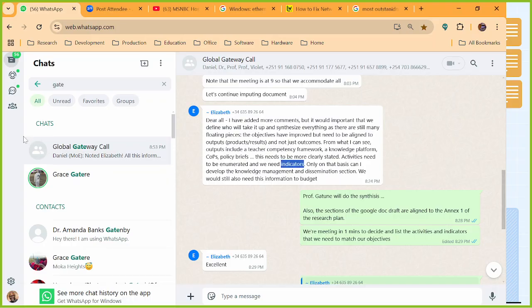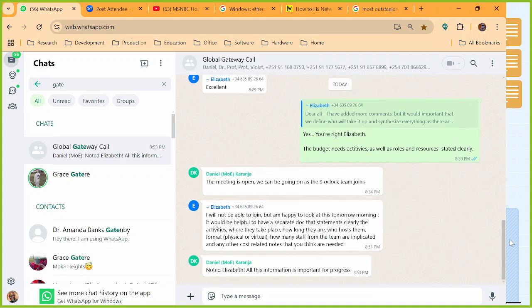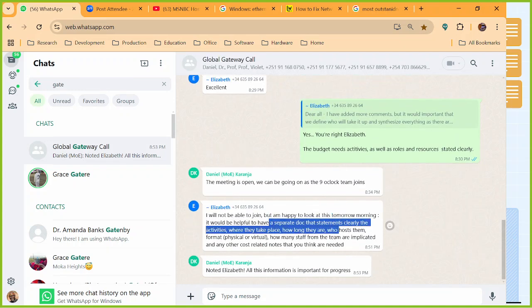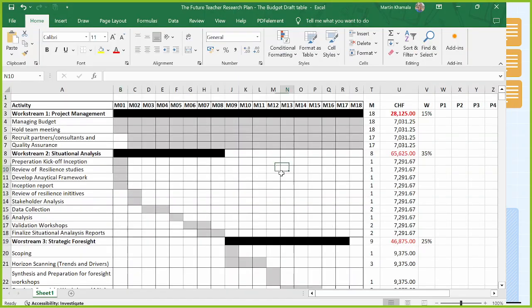So what I can do, she's even said here that we have a separate document that has all this. Separate document that states all these things. That separate document is this one.